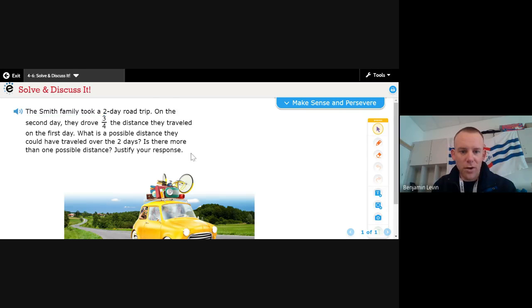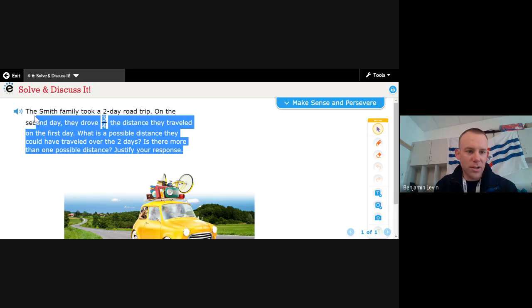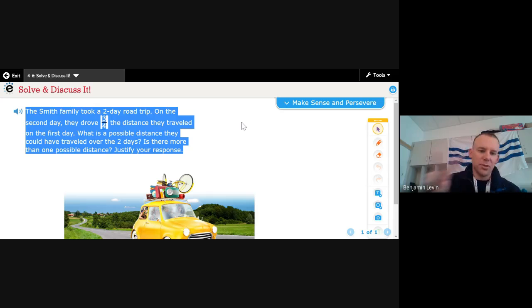Looking at this, I'll go over this one more time. They took a 2-day road trip, and on the second day, they drove 3/4 the distance they traveled on the first day. So they drove for 2 days. And on day 2, they drove slightly less. They drove 3/4, which is less than 1. So they drove less on the second day, right?